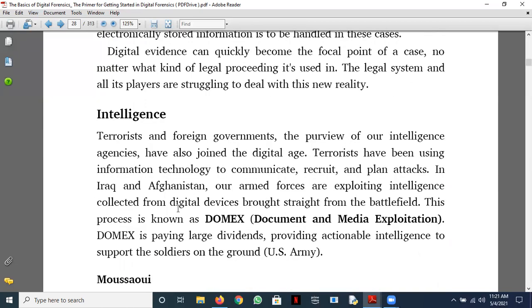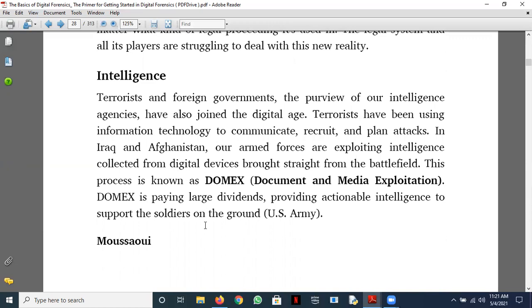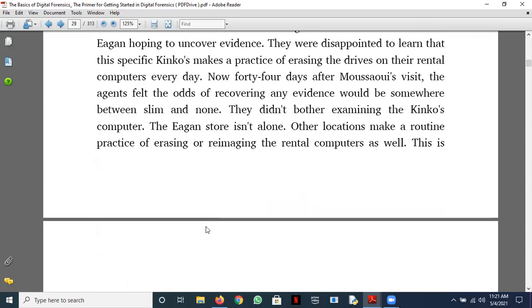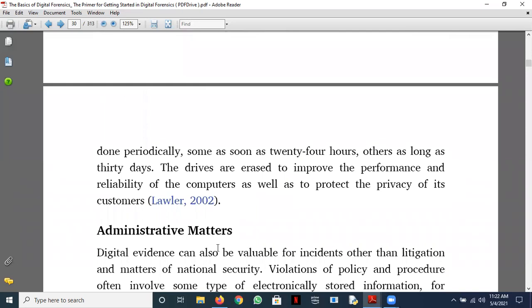Then also intelligence, that you understand, like terrorists are planning something, or some things are moving around in the country. Some anti-nationals are working to destabilize the country. Then the intelligence wing is also relying very heavily on digital forensics. I hope you agree with that, right? Yes, sir. Okay.